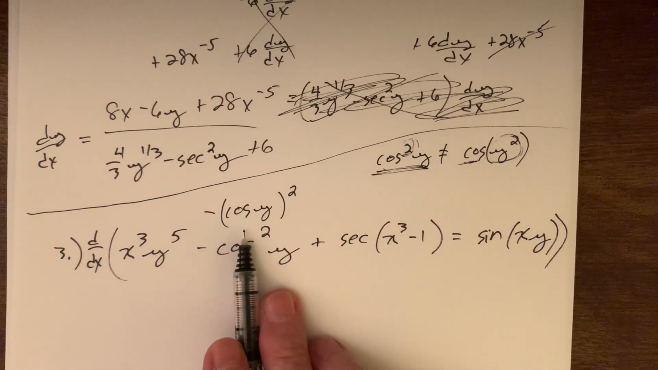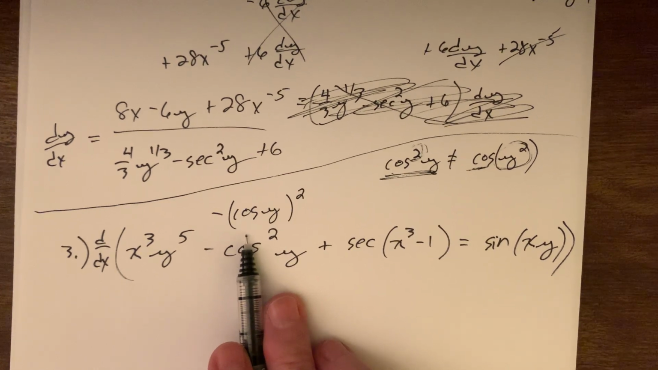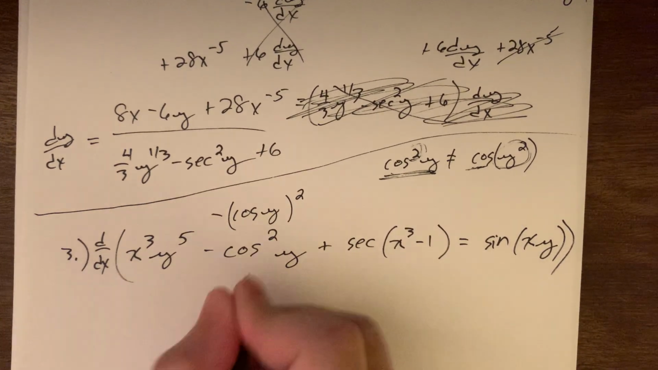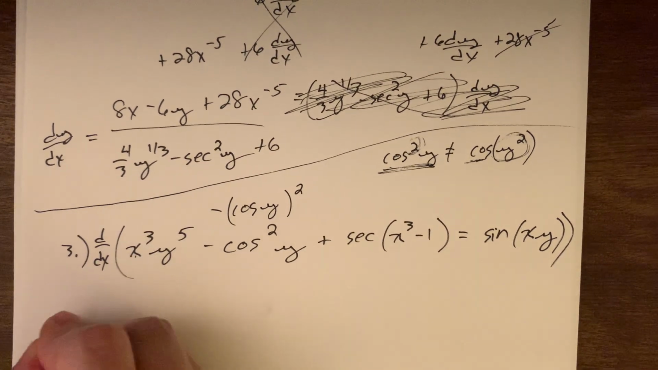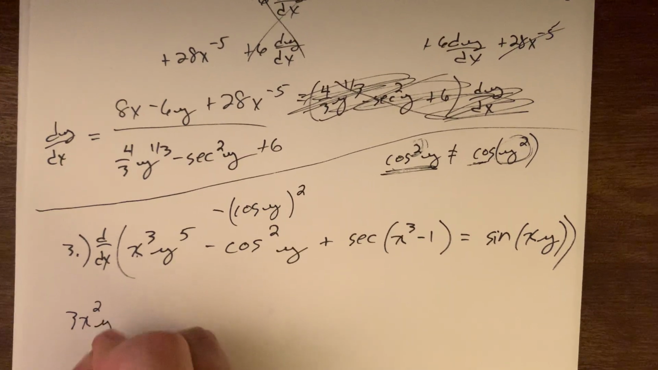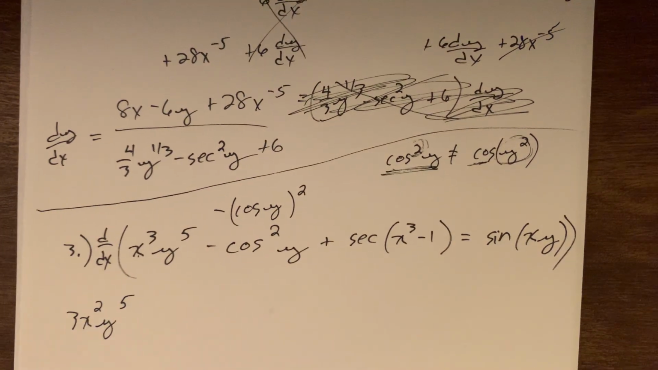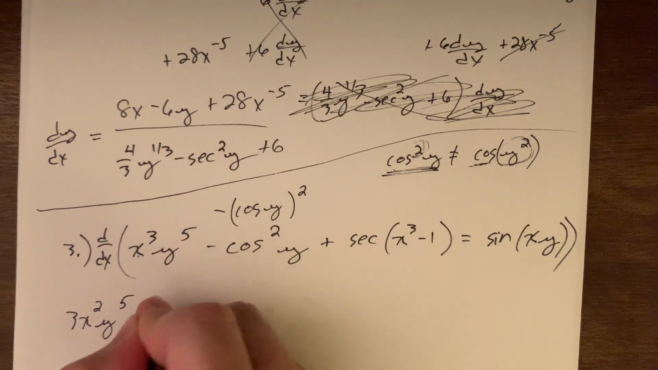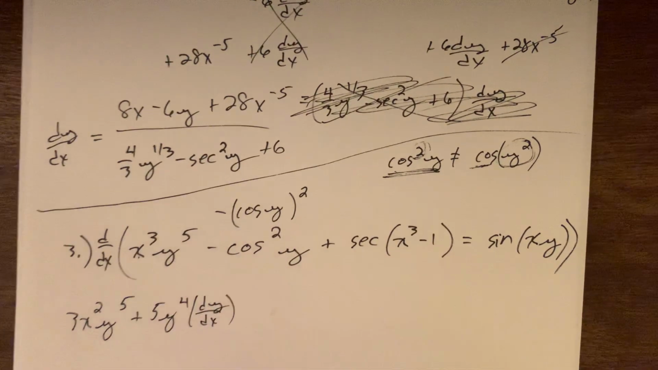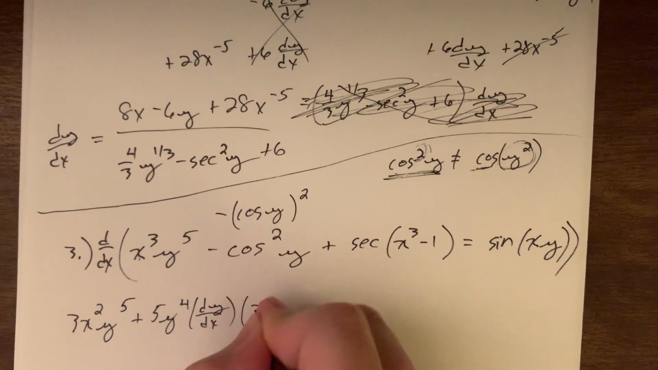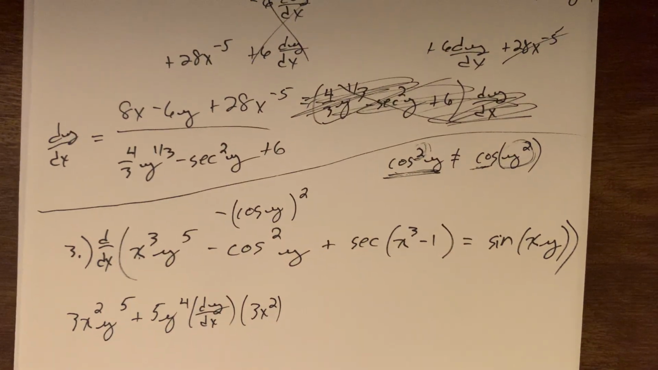I've set up and realized everything. So now when I go left to right, I know what needs to be done. So right off the bat, using my product rule, derivative of the first, 3x squared, plain old second, y to the 5th. Plus, derivative of the second, 5y to the 4th, gets the extra marking, dy dx, times original first, 3x squared.